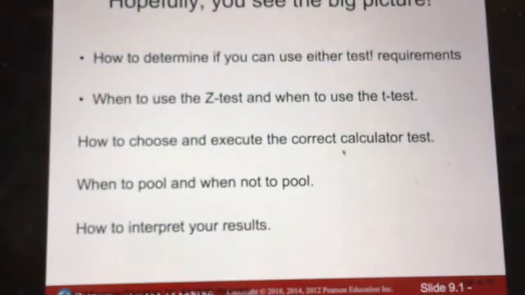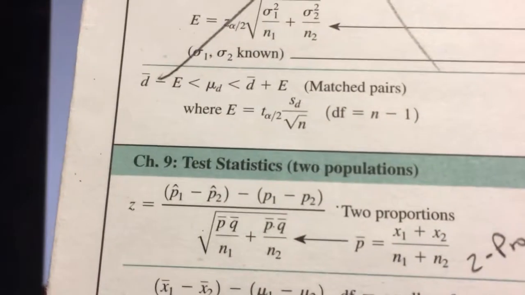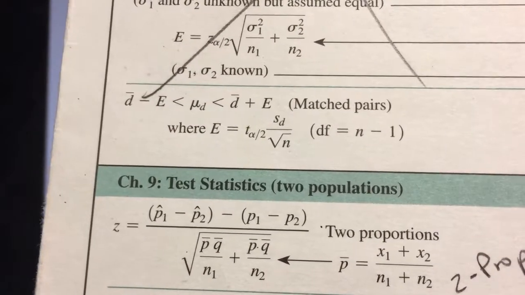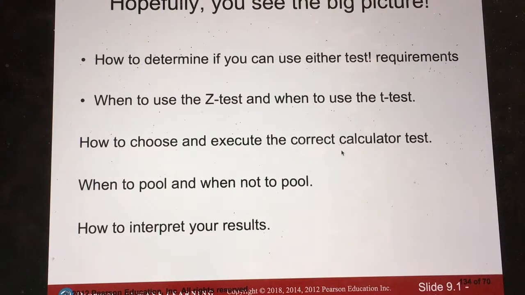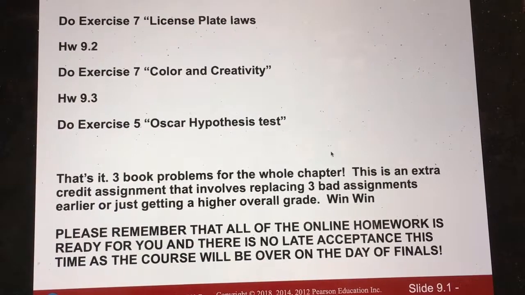I would definitely go ahead, and you should have one of these in your book. So I would look at this and see what's on there, because this is the one you're going to get. And then I would go ahead and make sure I had whatever I needed to know for sure which test to use on my 4x6 card. How to choose and execute the correct calculator test, when to pool, when not to pool, and how to interpret your results. So here are your 3 homework problems.